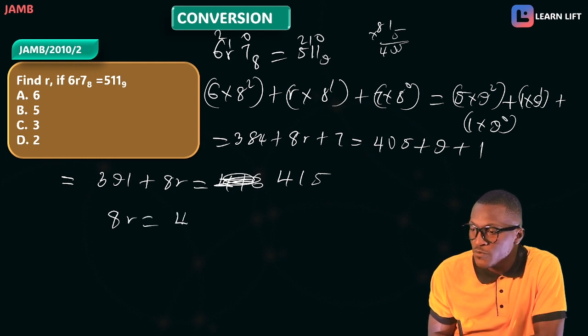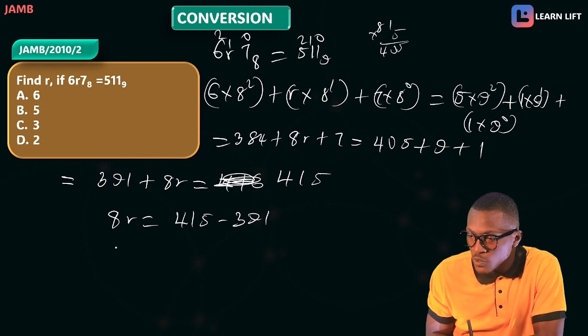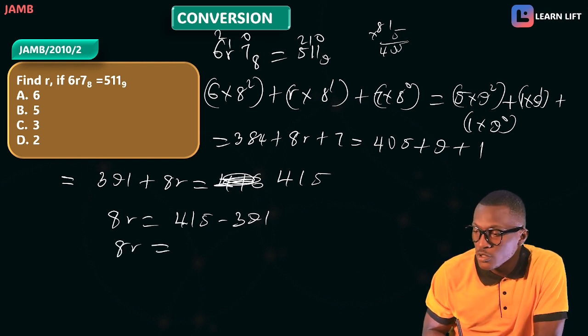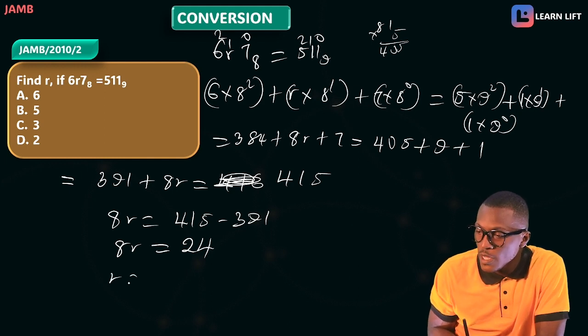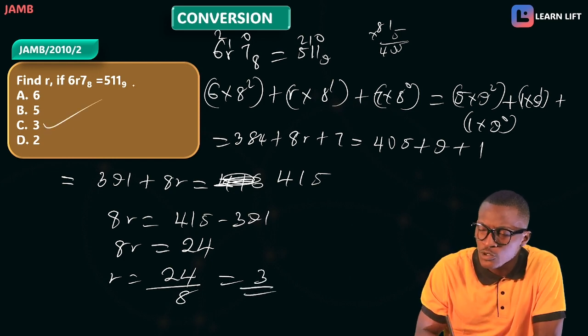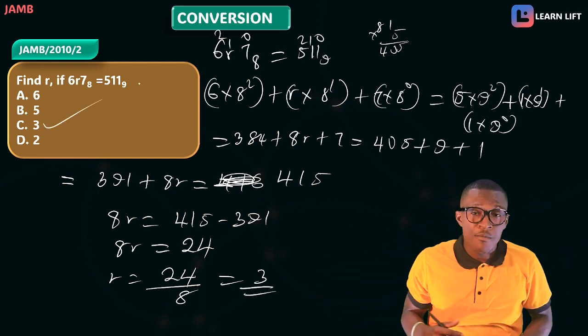8R becomes 415 minus 391. So 8R will be equal to what? If you do that very well, you will get 24. Are you with me? So R now becomes 24 all over 8, and that gives me what? 3. And we check that very well, that becomes your what? Option C. You feel the vibe, right?